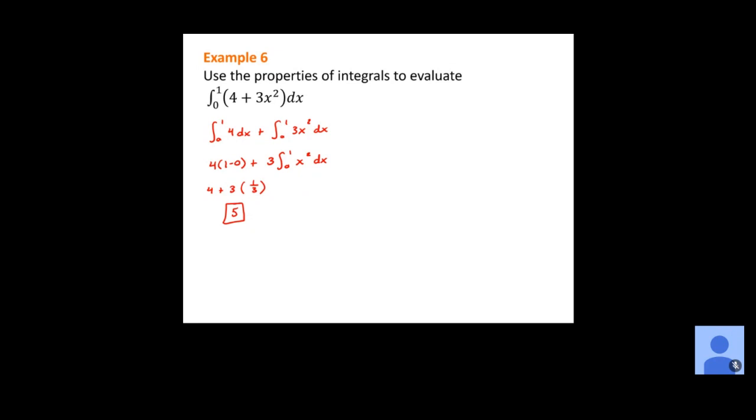And again, eventually we'll have a shortcut that tells us what the integral from 0 to 1 of x squared is, right? So we'll be able to do that. For right now, I'm just pulling that 1/3 from the example we've already done. Any questions on applying those properties here?